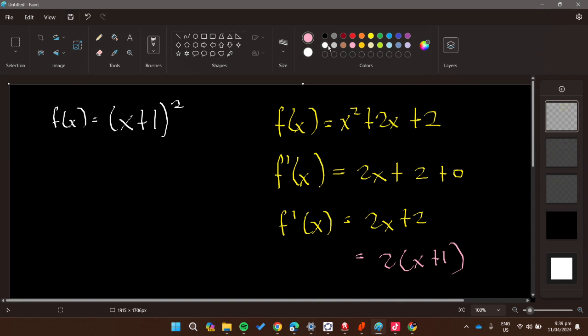Alright? So, my challenge for you again, you know already that your answer should be this. So, I want us to apply the chain rule to arrive at this answer, 2x plus 2. So, how do we do that? So, f prime of x, so that will be your challenge.